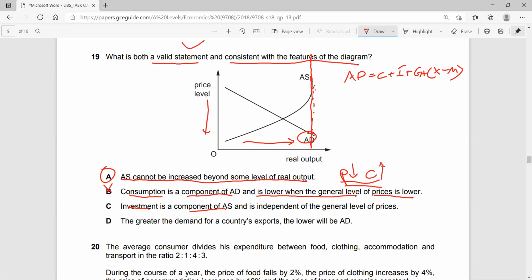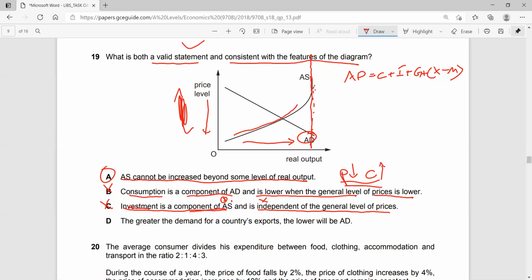Investment is a component of AS. It's a component of AD as well, and mainly. So I'm not too sure if this is true. It can affect AS as well. So this is a little more ambiguous, and is independent of the general level of prices. This is clearly wrong because if it is a component of AS, clearly AS is varying with the level of prices. And it also logically doesn't make sense. Obviously, it varies with the level of prices. You'll have to look at the situation and how much an investment will cost you, which is dependent on the level of prices before you invest.